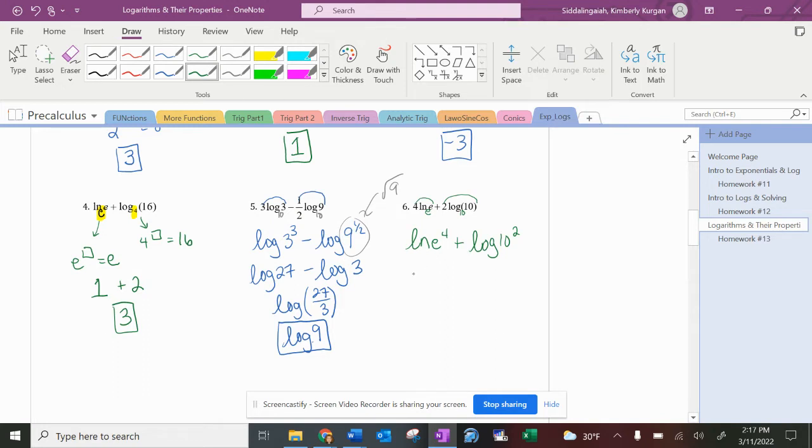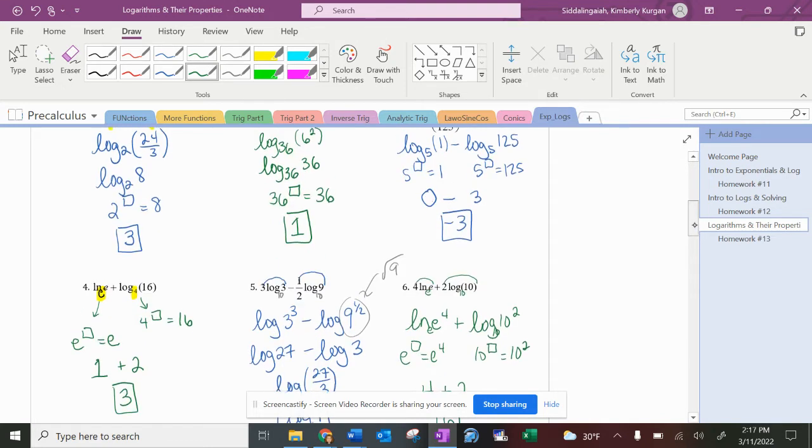All right, so two little problems. This first part is saying e to what power gives me e to the 4th? Oh, well, that's 4. And the second part is saying 10 to what power gives me 10 squared? Well, that's 2. And 4 plus 2 is 6.